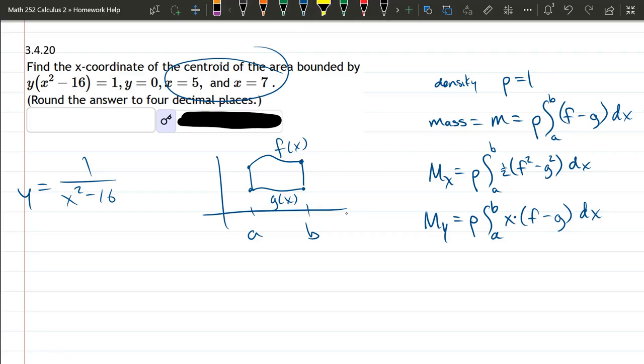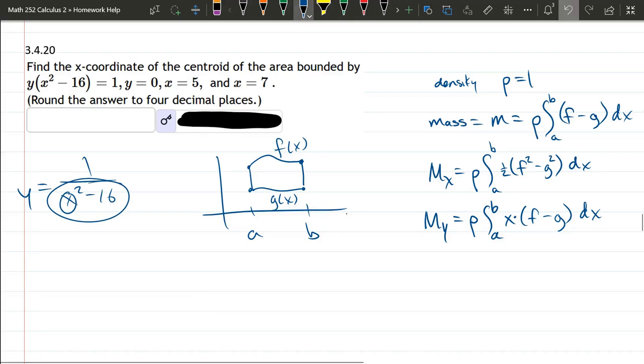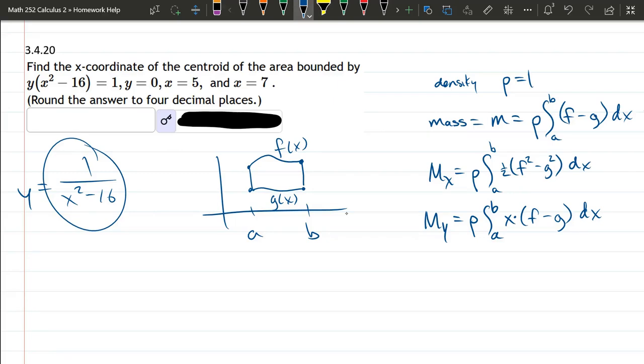And I believe those x values make this positive. So we're going to plug in 5 and 7 for x. When we square them, as long as they're bigger than 4, because 4 squared is 16, which would make that 0, this whole fraction will stay positive. And that's important because it's going to be the upper function.